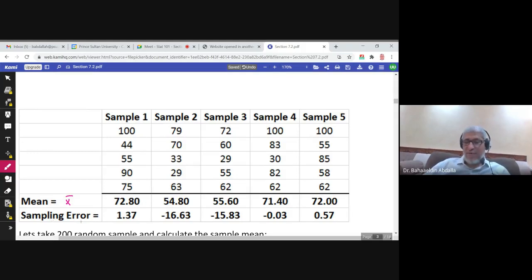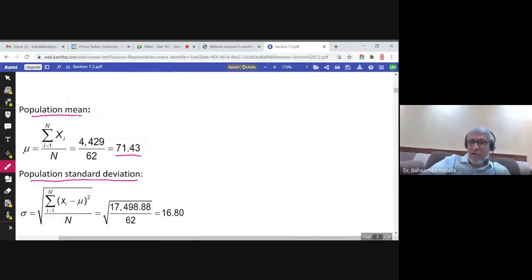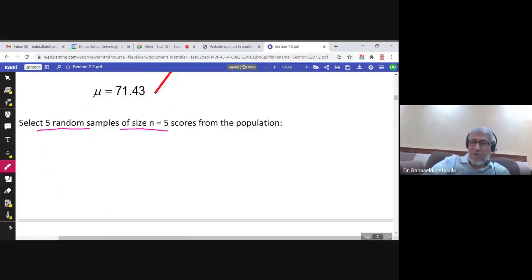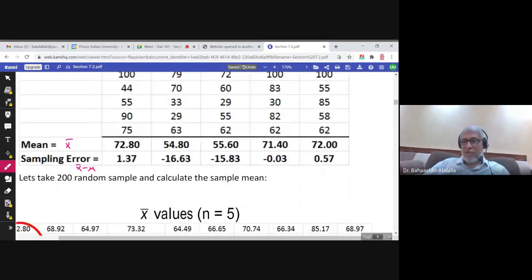And you can find the sampling error, which is X bar minus mu. We know that mu is 71.43. We calculated mu. So X bar minus 71.43, you will get these sampling errors. Look here, the error is 1.37. Look at this error, very huge error, 16.63. Look at this error, very small error. All right. So for each sample, there is an X bar and there is a sampling error.